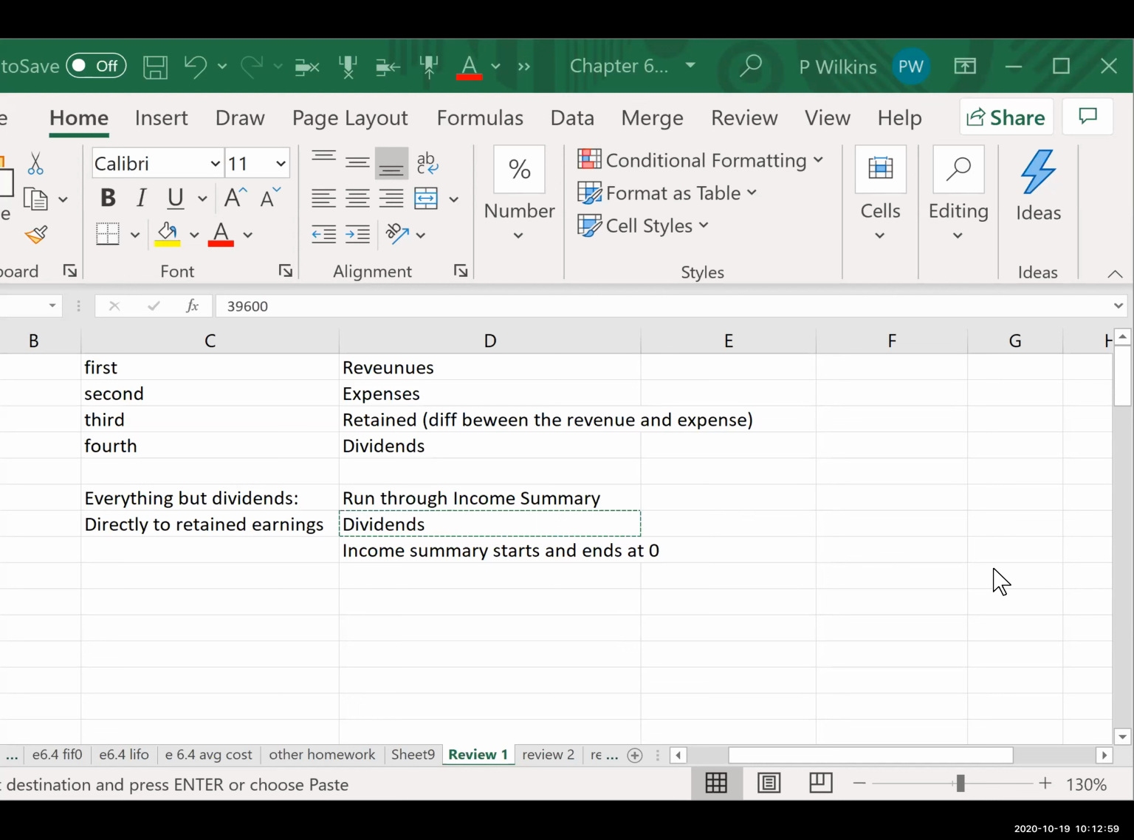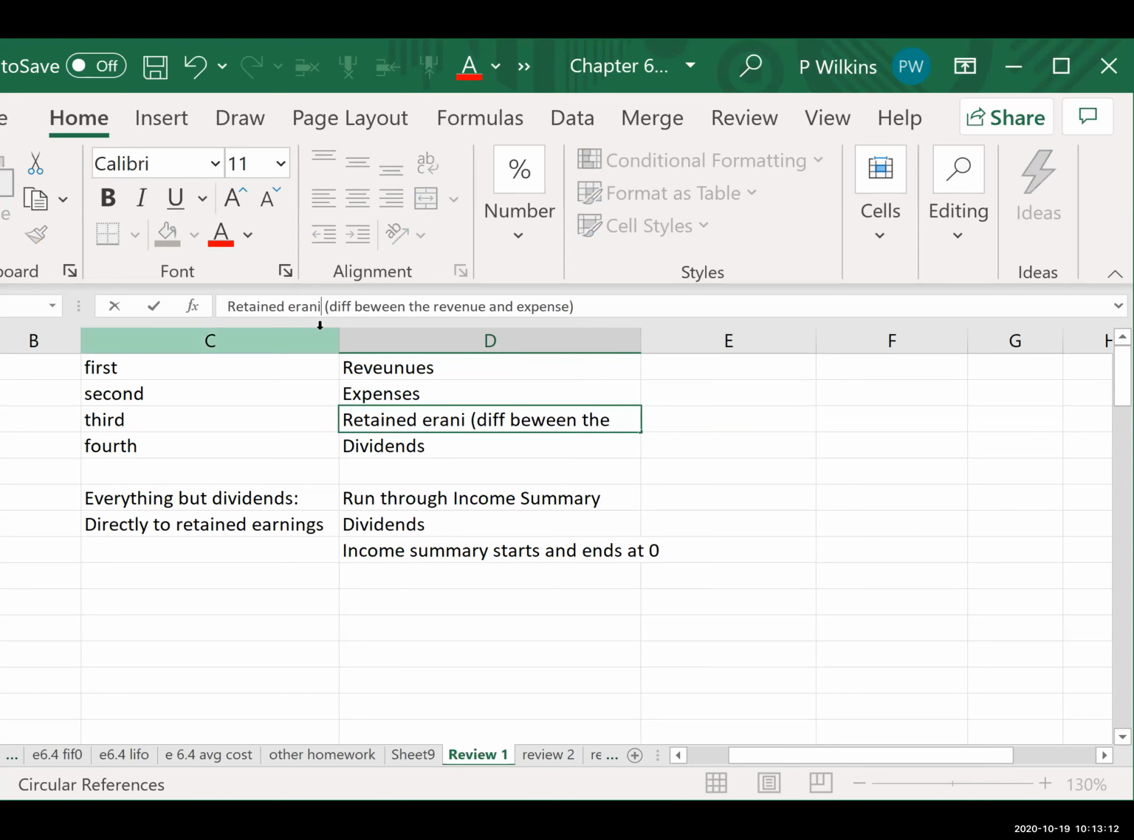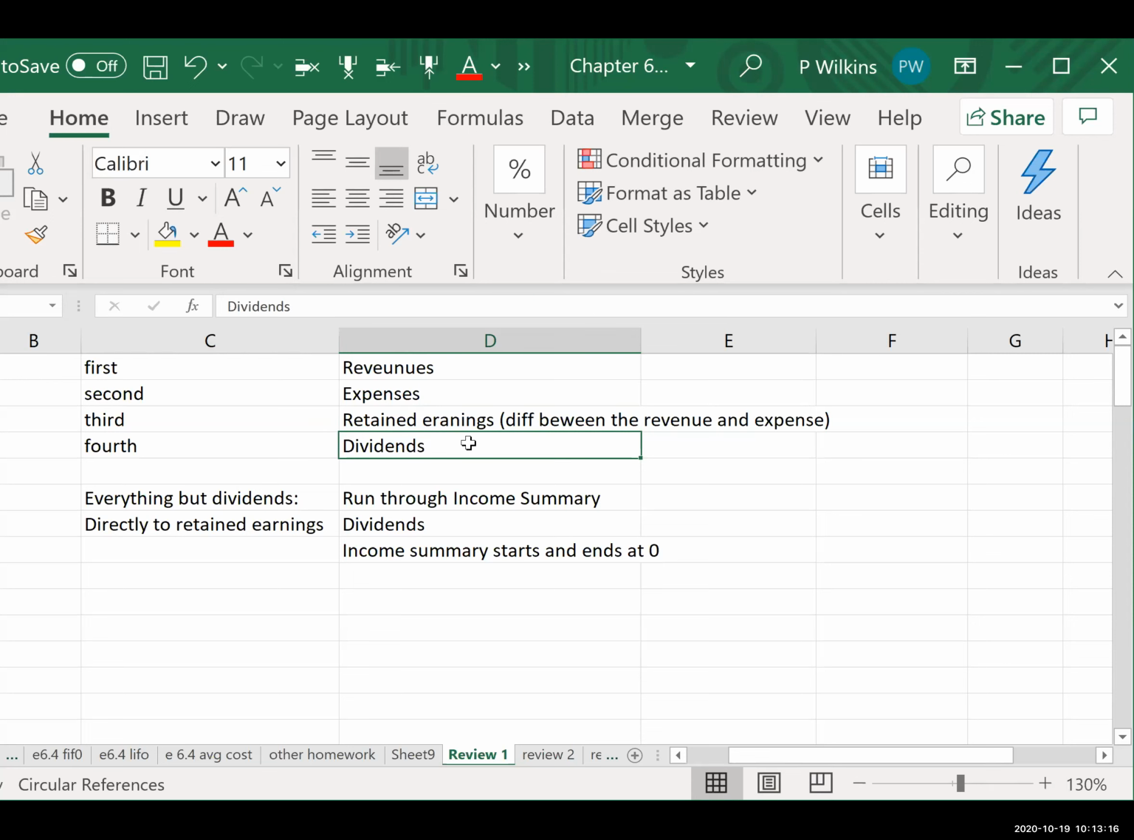So if we look at the list here I have on Excel, the first thing you do is your revenues. The second thing you do are your expenses. The third thing you do are your retained earnings, and the retained earnings is the difference between the revenue and expenses, okay? And then the fourth thing you do are your dividends.